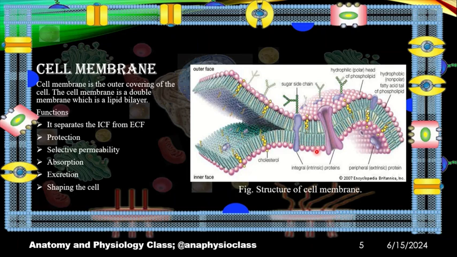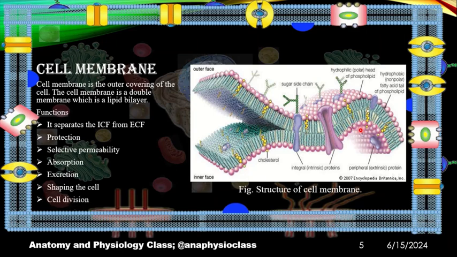And shaping the cell. The cell membrane is responsible for providing the shape of the cell. Even though the cell membrane is not the only component of the cell responsible for this, there is some contribution of cytoskeleton, which we are going to see what cytoskeleton means later. So the cell membrane is responsible for giving rise to the shape of the cell.